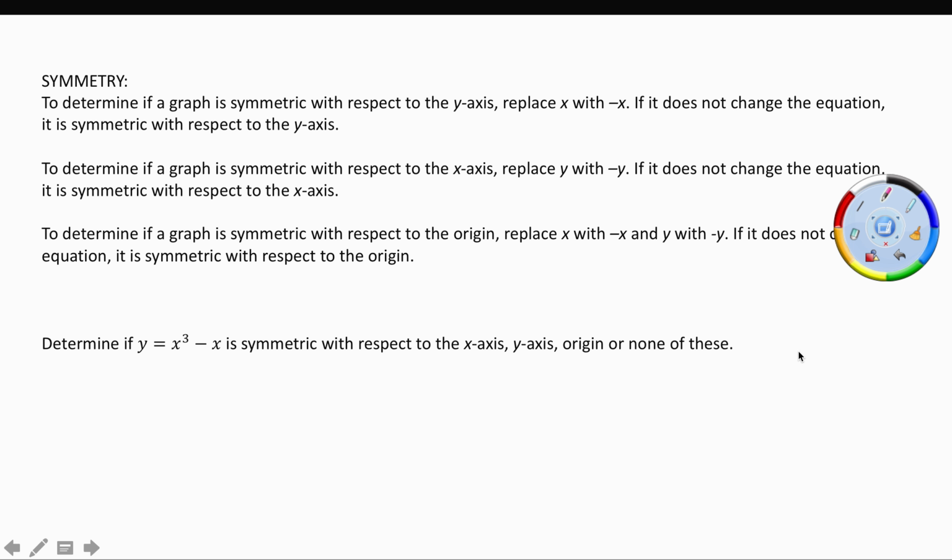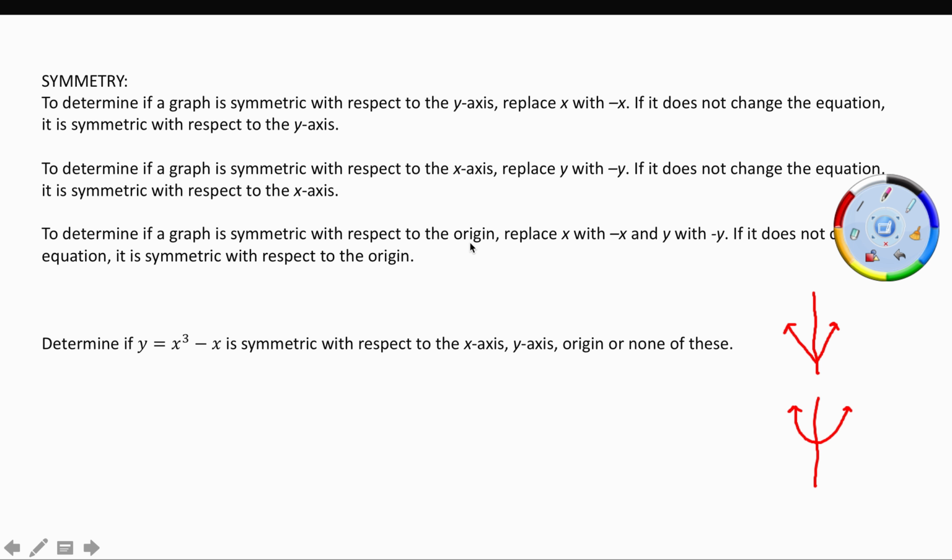We mentioned that my absolute value graphs and the parabolas are symmetric with respect to that y-axis, right? In other words, I could fold them over that y-axis and they should lay on top of themselves. So we're going to sometimes be interested to know if our graph is symmetric with respect to the y-axis, with respect to the x-axis, or with respect to the origin.